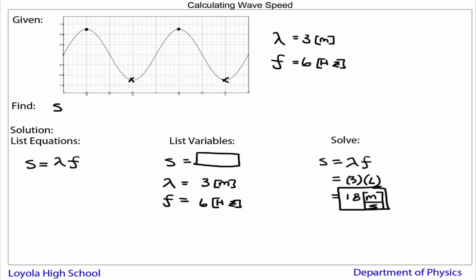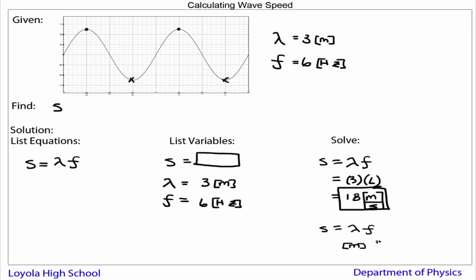One last thing is the units, meters per second. How do we get meters per second? So if we take a look at this equation, s is equal to lambda times f. Lambda is a distance, so it's in meters. And frequency is so many waves per second, so many oscillations per second, so many beats per second.